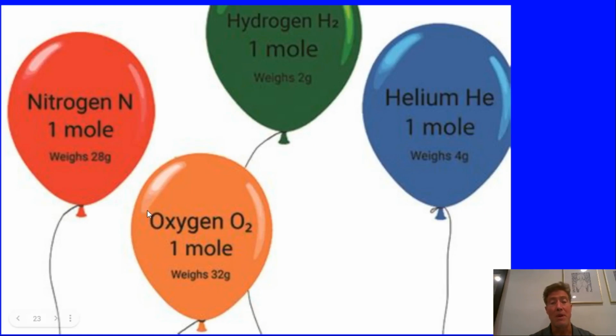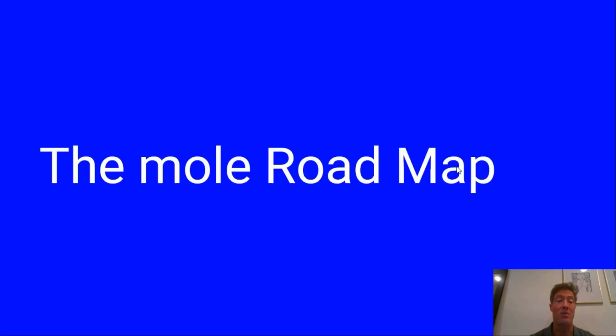So here's just some representations. A mole of nitrogen gas would weigh 28 grams. Remember, it's a diatomic molecule. These are all diatomic. Oh, not this one. A mole of hydrogen is going to weigh 2 grams, a mole of oxygen 32 grams, a mole of helium only 4 grams, but they're all going to take up the same amount of volume.